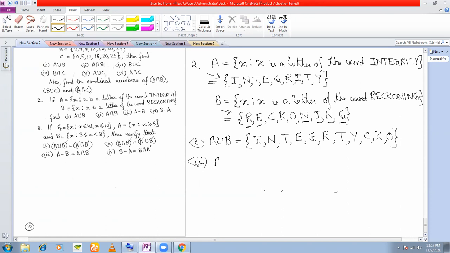Next, A intersection B. In order to write A intersection B, you look at the common element between the two. I is there in both the sets. N is there in both the sets. T is not there in both the sets. E is there in both the sets. G is there in both the sets. R is there in both the sets. I is repeated, so we don't write. And T is there only in A, and Y is there only in A. So this is your A intersection B. Right?